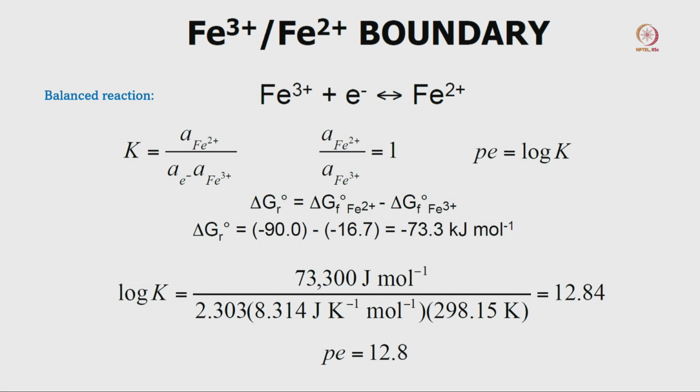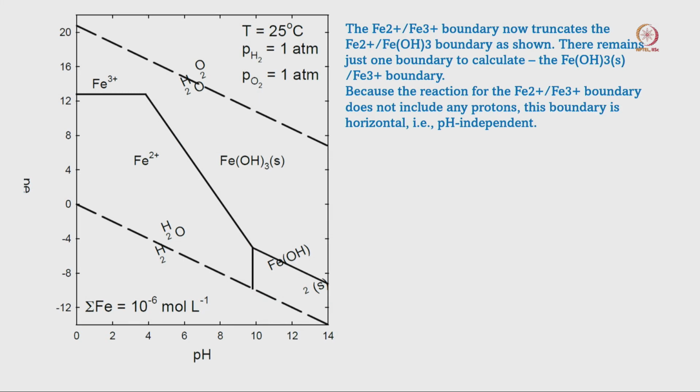Let us see another one, the Fe3 plus and Fe2 plus boundary. Again we first write the balanced equation and the equilibrium constant. Here the Fe2 plus and the Fe3 plus value is equal to 1. The activity is coming down to 1, and so the Pe is just dependent on the log K value. So, you find out the delta GR, that gives the log K, 12.84, and therefore my Pe is equal to 12.84. So, again this is independent of the pH.